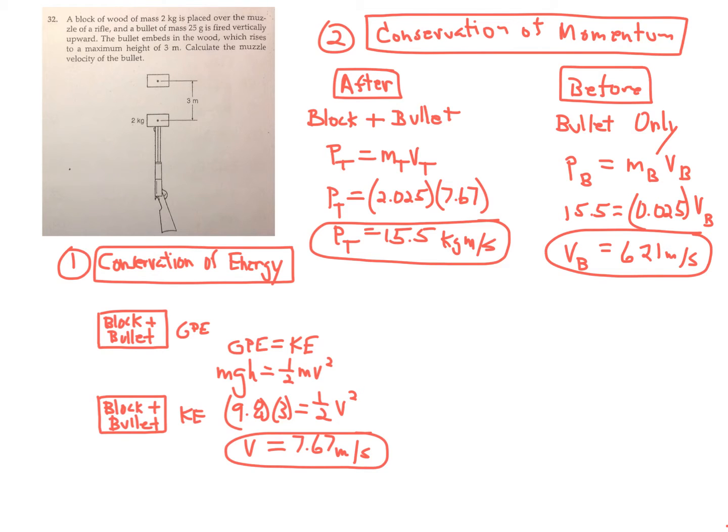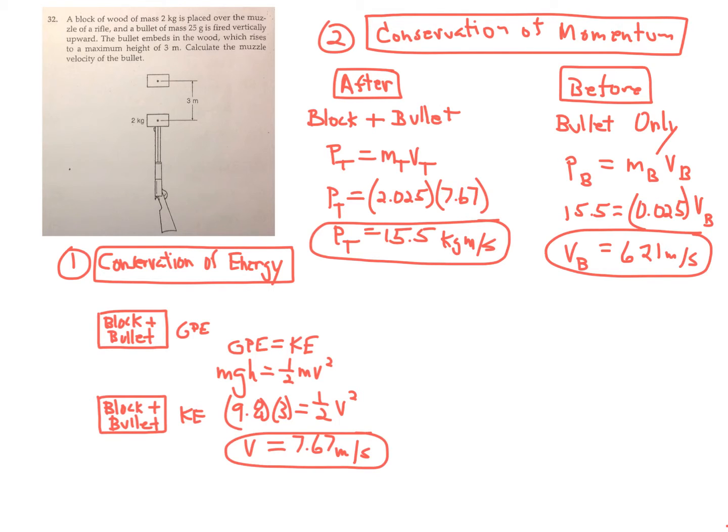Day 50, Honors Physics, Conservation of Momentum, problem number 32. Once again, this one also has elements of conservation of energy. This is a fairly classic experiment where you shoot a bullet straight up into a block of wood and the wood rises to a certain height, and you can use this to figure out what they call the muzzle velocity of the bullet. In other words, how fast is that bullet coming out of that gun?